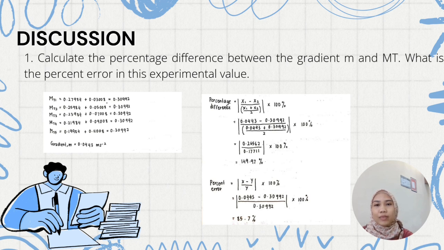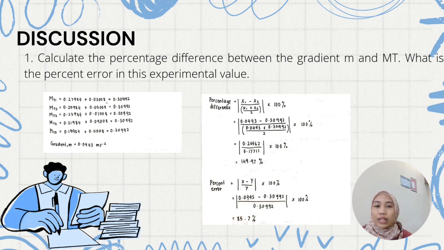First, we need to calculate the percentage difference between the gradient m and mt. What is the percent error in this experimental value? First, we need to find the mt value. Seeing that the mt value for all the data is similar, that is the one calculation for percentage difference and percent error. So gradient m we got 0.0443 meter per second square.